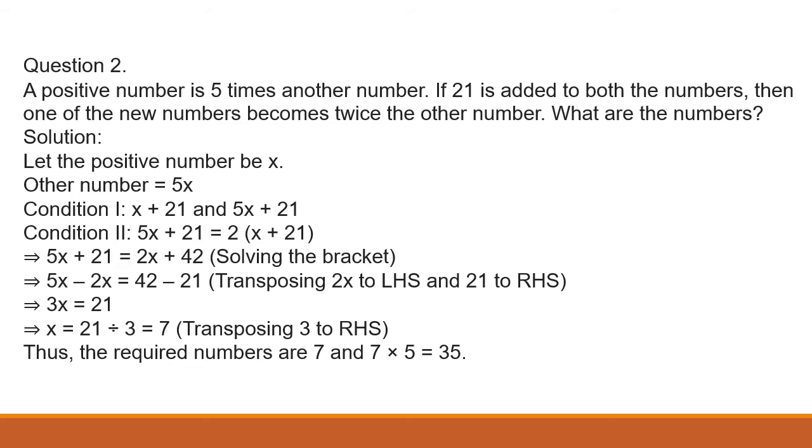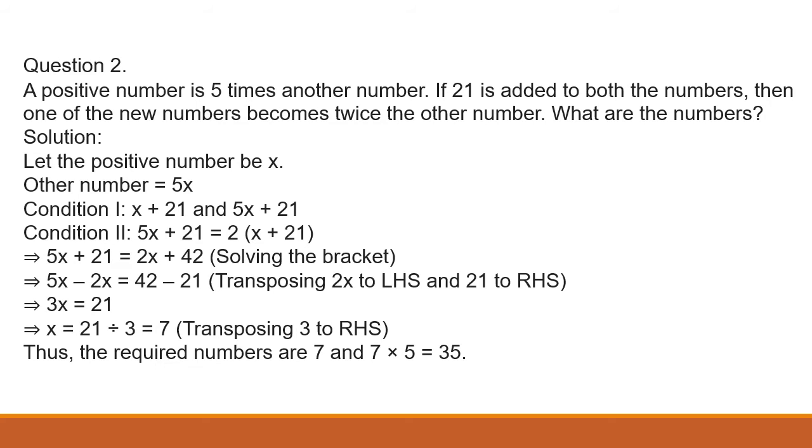Here there are two conditions, children. The first condition is that 21 is added to both the numbers. For the positive number, adding 21 means it becomes x plus 21. For the other number 5x, adding 21 means it becomes 5x plus 21.